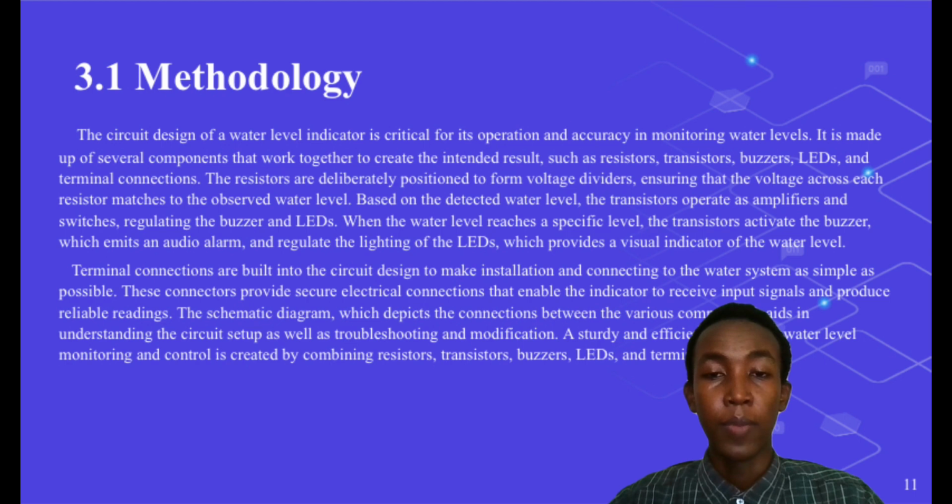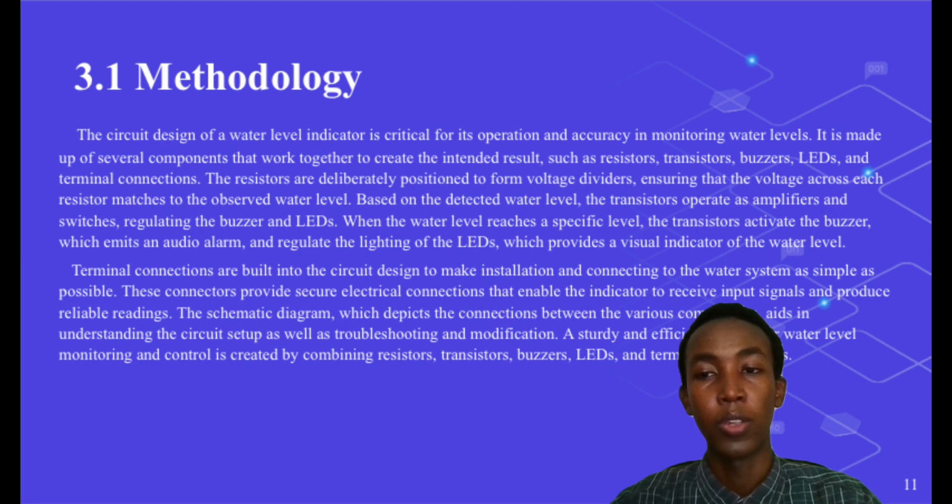Based on the detected water level, the transistors operate as amplifiers and switches. Regarding regulating the buzzer and LEDs, when the water level reaches a specific level, the transistors activate the buzzer, which emits an audio alarm, and regulate the lighting of the LEDs, which provide a visual indicator of the water level. As for the terminal connectors, they are built into the circuit design to make installation and connecting to the water system as simple as possible. These connectors provide secure electrical connections that enable the indicator to receive input signals and produce reliable readings.